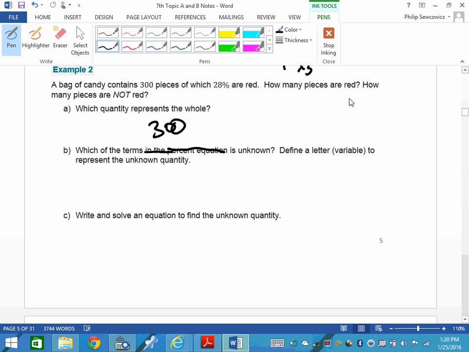So how many pieces are red? That's the part of the bag, and you can use R for red if you want to. You can let X stand for red. It doesn't matter. It just kind of depends what you want to use for it. They're saying write and solve an equation to find it. We want you to stick with your proportion for today.